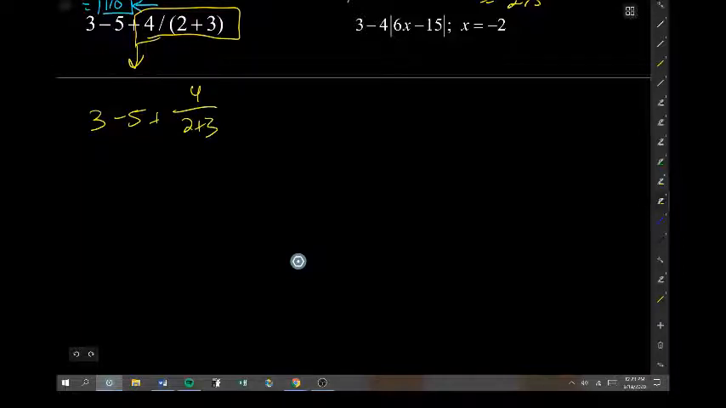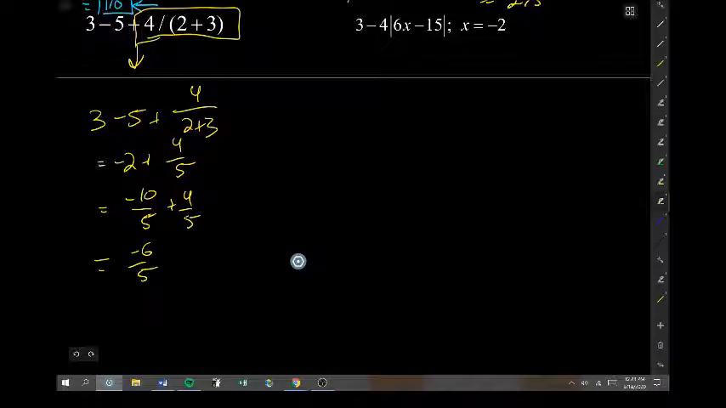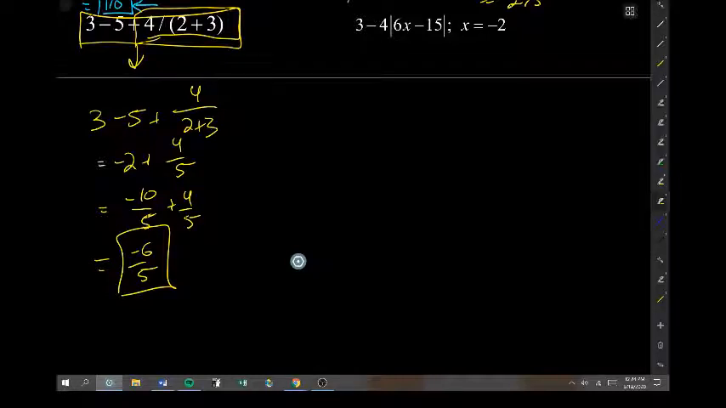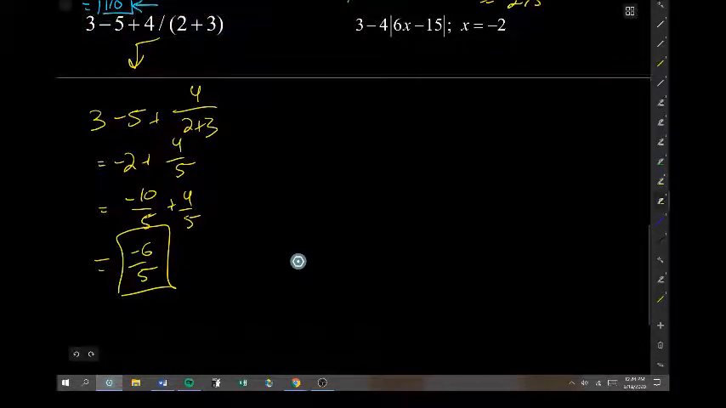Okay, 4 divided by 2 plus 3. 3 minus 5 I can just make negative 2. So now it's 4 over 5. Get a common denominator. And you have negative 6 over 5. If you typed this into your calculator, it would spit out the answer of negative 1.2, which is negative 6 over 5. Be aware of the grouping symbol as a fraction.